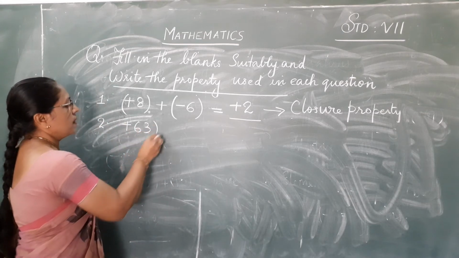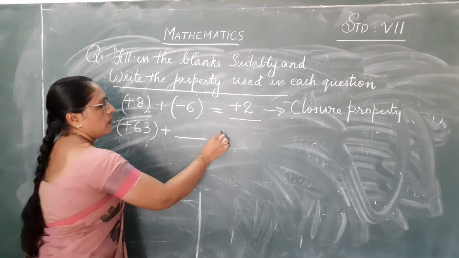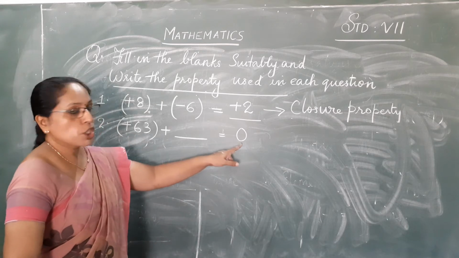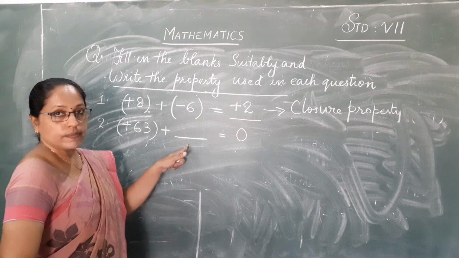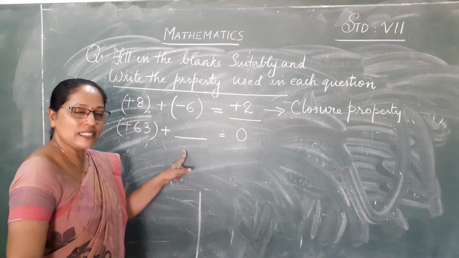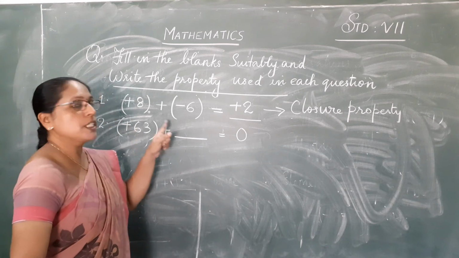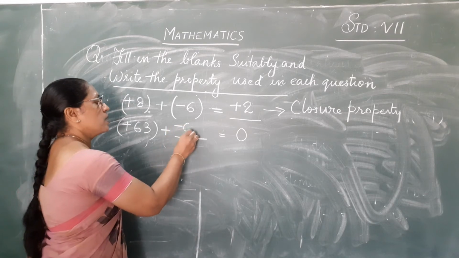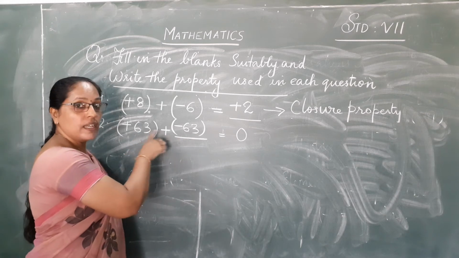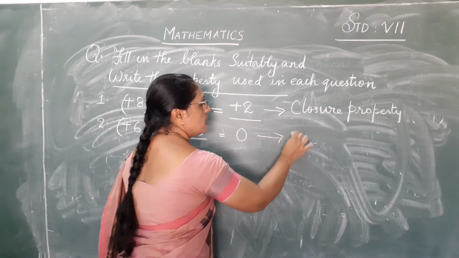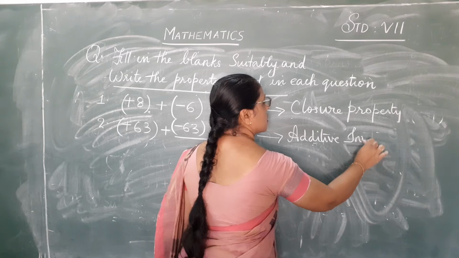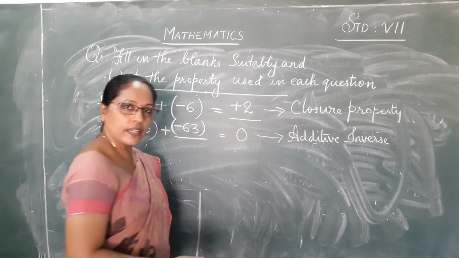Positive 63 plus dash equal to 0. Answer should be 0. So what should come here? The given integer is positive 63. So what should come here? Yes, the opposite of positive 63. The opposite of positive 63 is negative 63. So they are known as additive inverse. So this property is known as additive inverse. Okay.